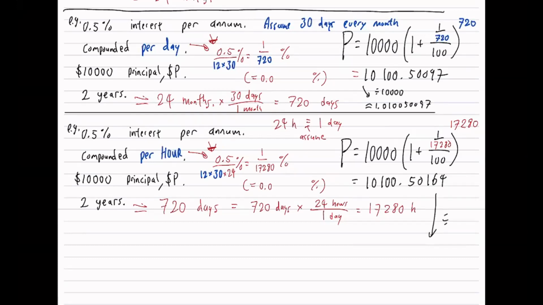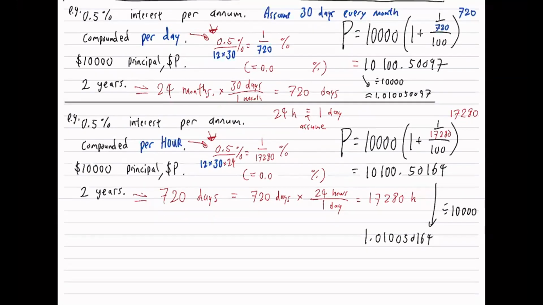1.0100500097. Same thing over here, divide by 10,000. What do you get? 1.010050164. Oh, let me try on my own calculator. Yeah.